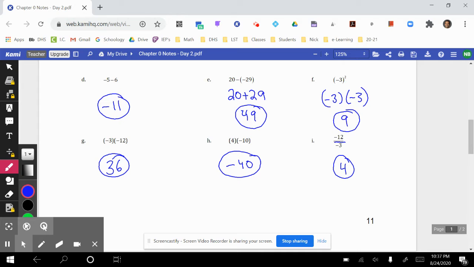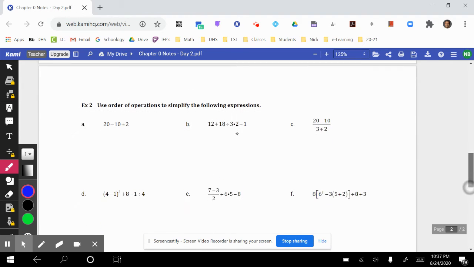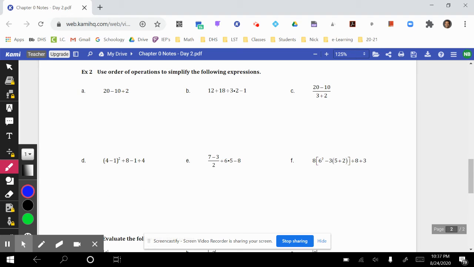All right, we're going to continue on our next page here. So let's turn the page to page 12. And now we're going to do some order of operations stuff here. Again, remember, it's always parentheses first, then our exponents, and then we're doing multiplication and division at the same time. And then lastly, any sort of addition or subtraction is going to be our last operation that we're going to perform.